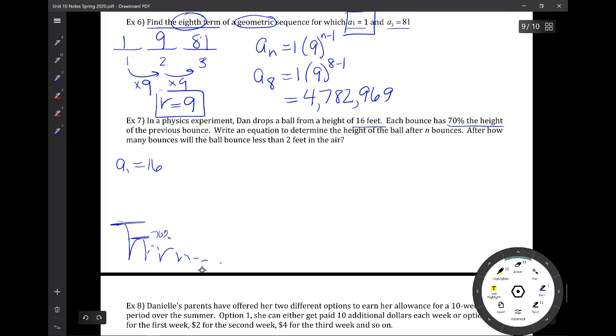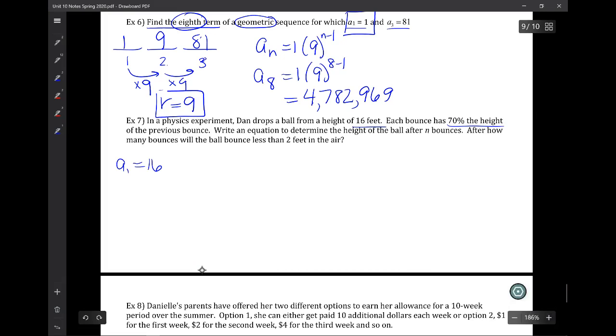Okay, I'm going to erase that little drawing there. All right, so if it's bouncing up to 70% of its original height, then that actually is our common ratio. So our common ratio is 70%. Write an equation to determine the height of the ball after n bounces. So if I am multiplying by 0.7, that is a geometric sequence with an initial value of 16, a common ratio of 0.7, and raised to the n minus 1.